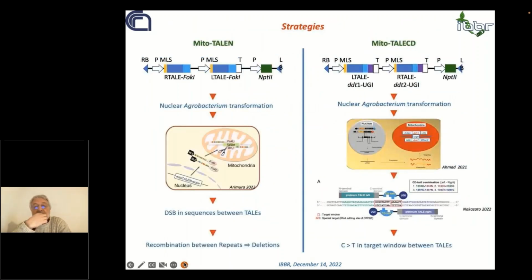So the strategies we used are based on two approaches. One is the mitoTALEN. In the case of mitoTALEN, the TALE sequences are fused with the nuclease FokI, as I told you, and FokI functions as a nuclease as a dimer, so the two subunits are transferred into the nucleus through Agrobacterium transformation with a regular, normal binary vector, and then, through a mitochondrial localization signal, are transferred to the mitochondria where the double-strand break is induced.